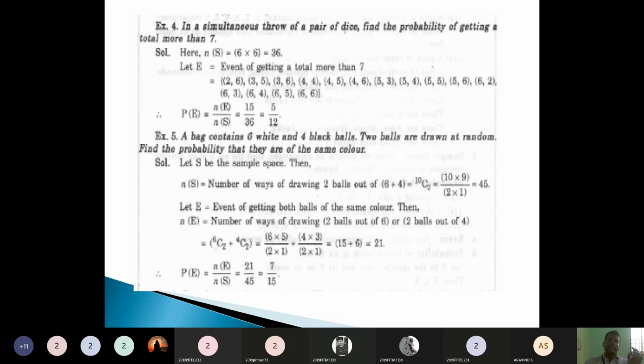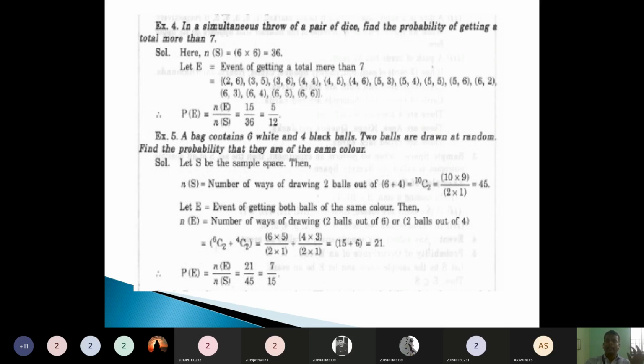So for the event, when you count it, you have to get more than 7. What are the sample points favorable to the case? You can see it on the screen where I kept the cursor: 2 6, 3 5, 3 6, 4 4, 4 5. When these sample points are added, you will get more than 7. So how many such elements are there? 15 such elements are there. So that is 15 by 36. The total number of sample points is 36. So 15 by 36, simplify, you will get 5 by 12.